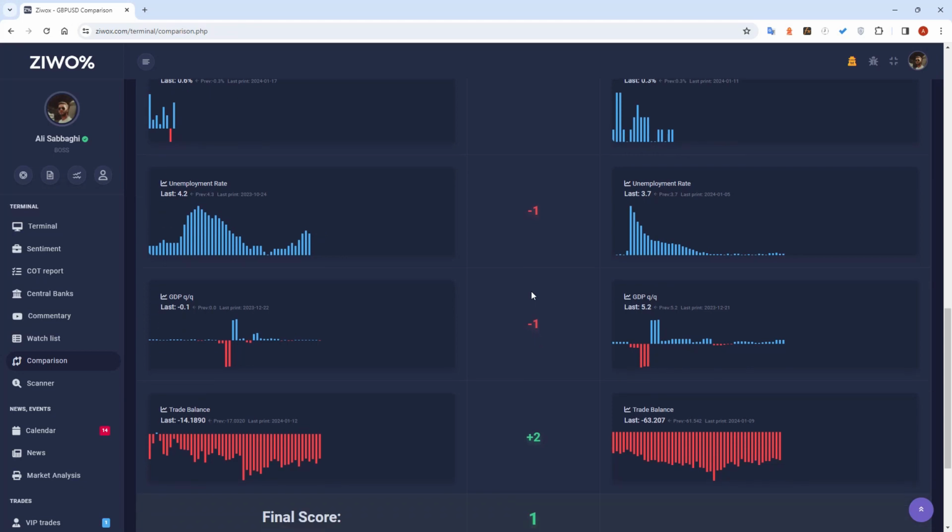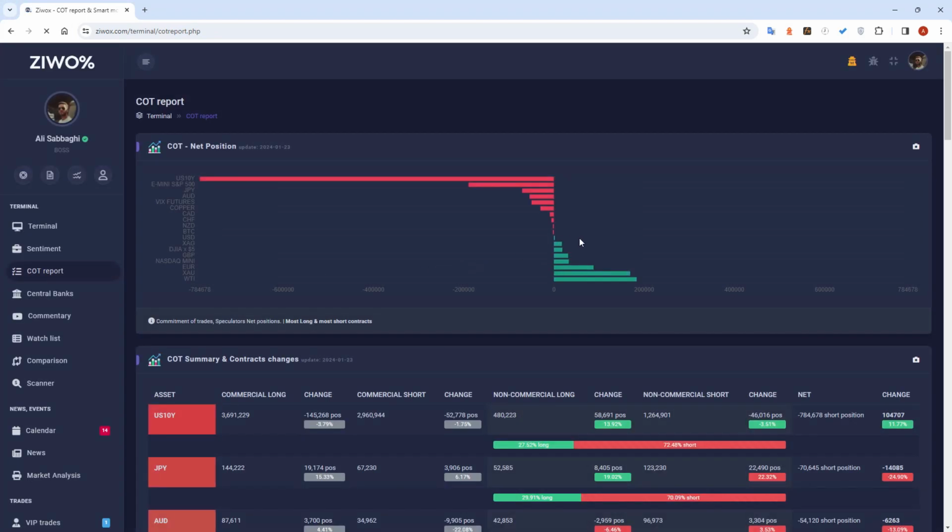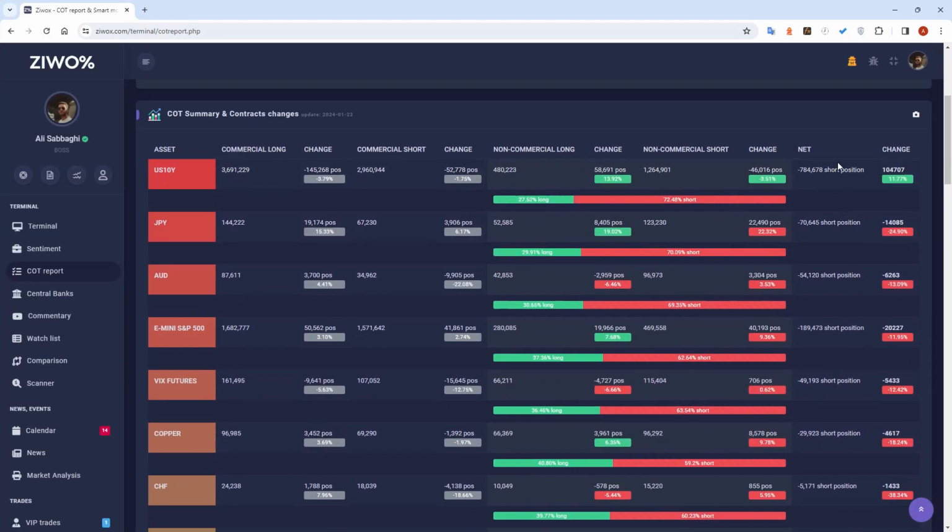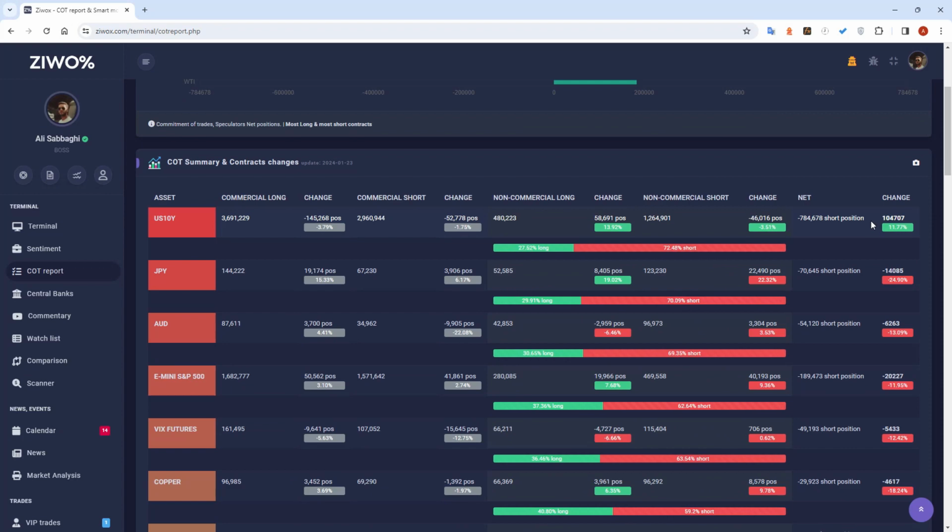And now let's take a closer look at the smart money review and the COT reports. The first thing that caught my attention is the change in the 10-year US bond yield contracts. What I noted is that there have been 105,000 more contracts added to the net buying position of these assets. Here are the details: 58,691 buying positions were added, while 46,000 selling positions were closed.